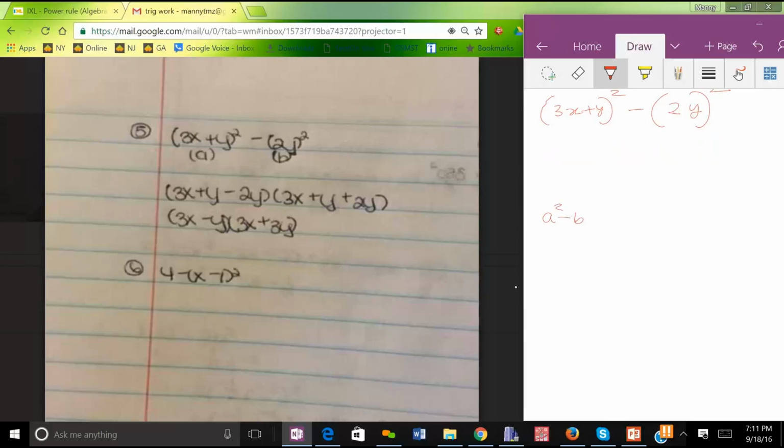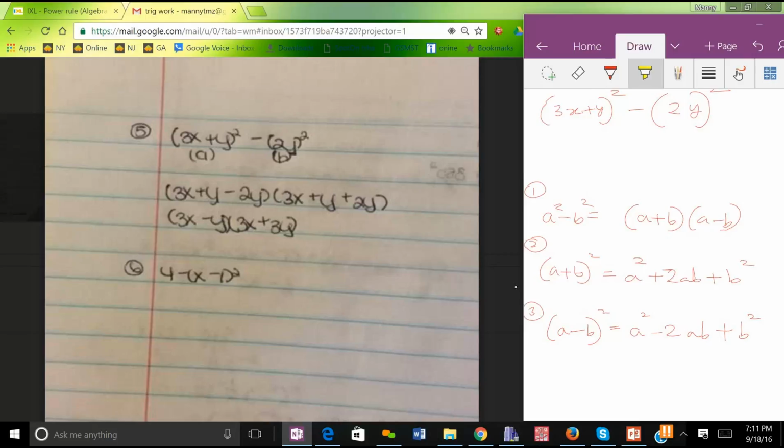a square minus b square is a plus b, a minus b. Okay? That's number 1. Number 2 is a plus b quantity square equals a square plus 2ab plus b square. This is what you use for completing the square. The third formula is a minus b square, and you need this for calculus also, not just for SAT, ACT: a square minus 2ab plus b square. So you see that minus, plus. That's the only difference between 2 and 3. This is minus here, plus here. Okay, so these 3 formulas.